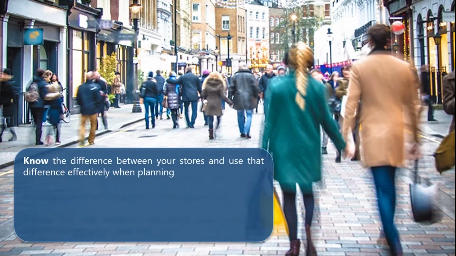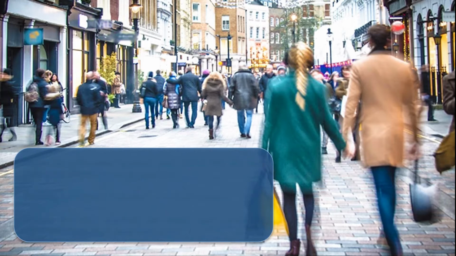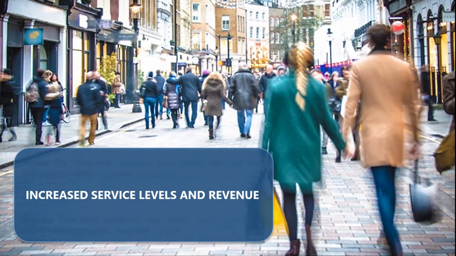The starting point of any good assortment plan is knowing the difference between your stores and using that difference effectively when planning. By that, your company gets an improved ability to provide a localized, customer-centric assortment, meaning sending the right products to the right locations. Therefore, ensuring that your products are where your customers want them and when they want them. This will result in increased service levels and revenue.